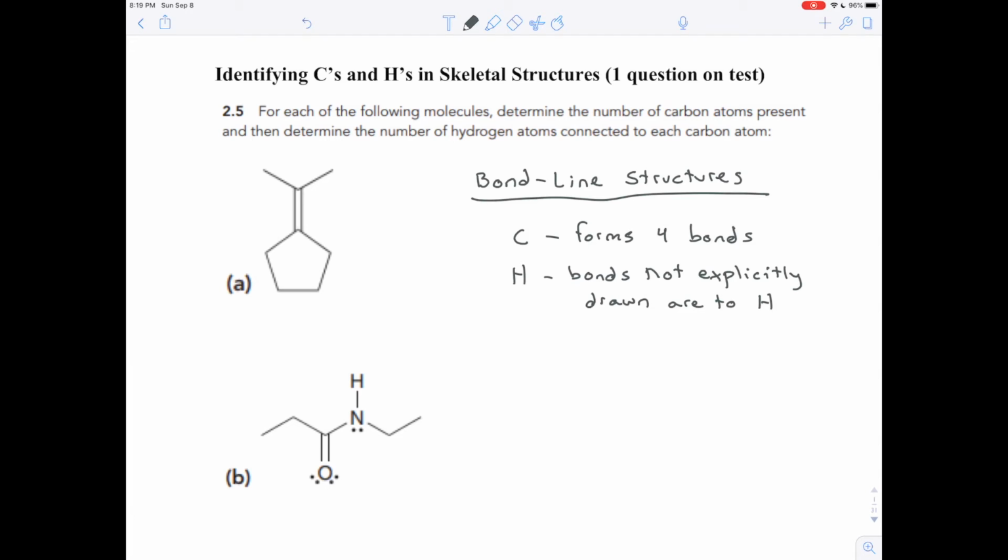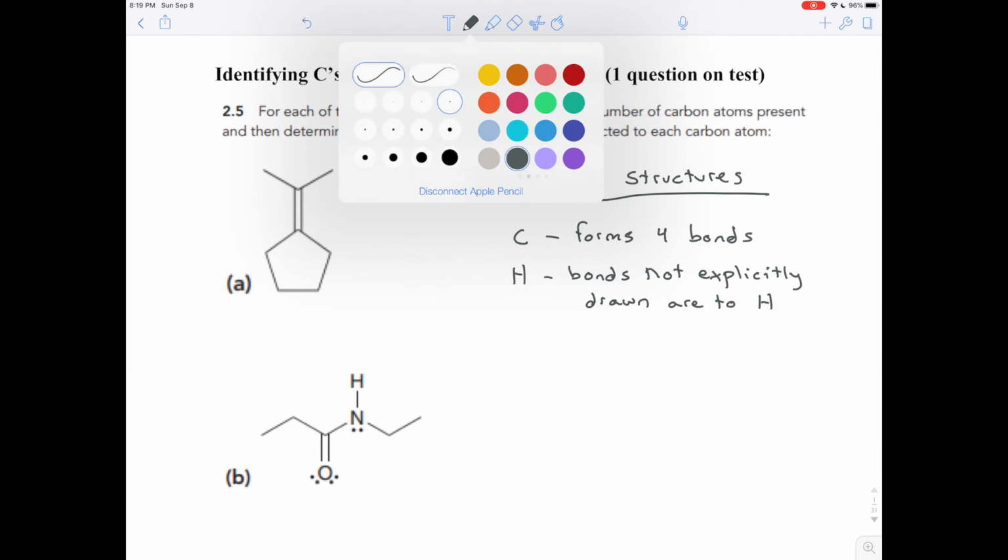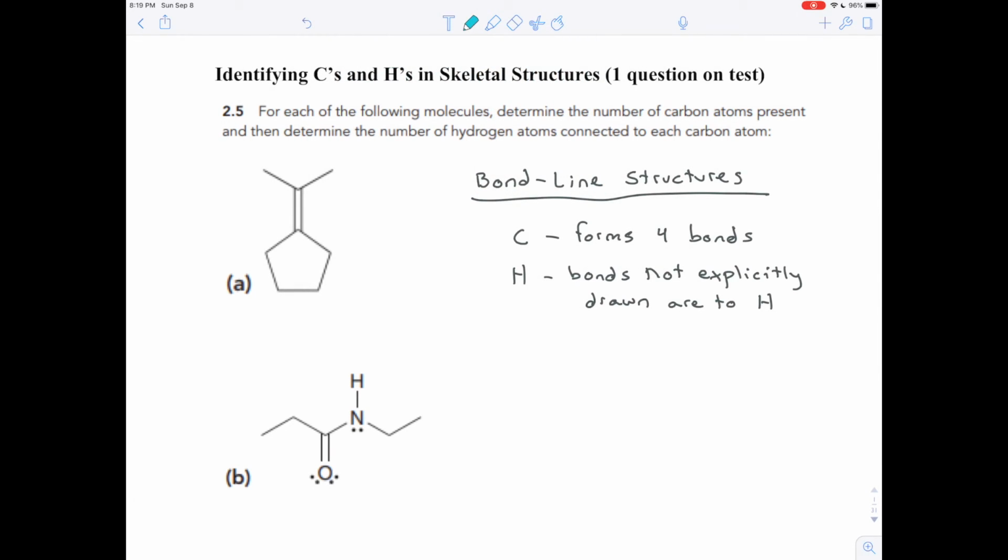So to give you an idea of how this works, let's just draw the carbons in here. So the carbons are at each end. So carbon is there, a carbon is here, a carbon is here, carbon is here, here, here, here, here. So each of those would be carbons.